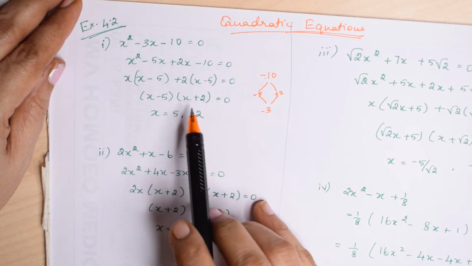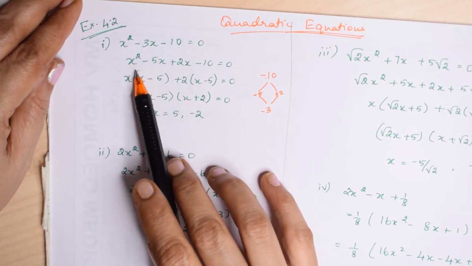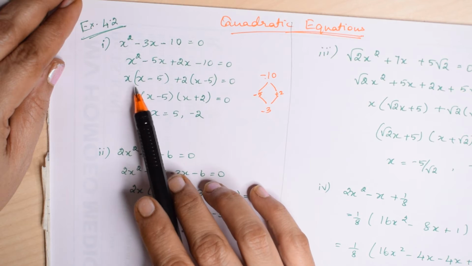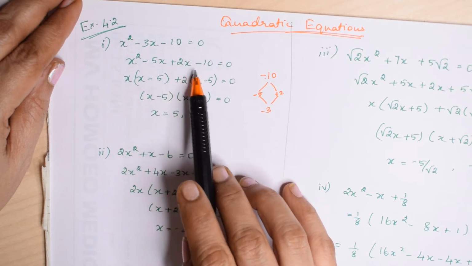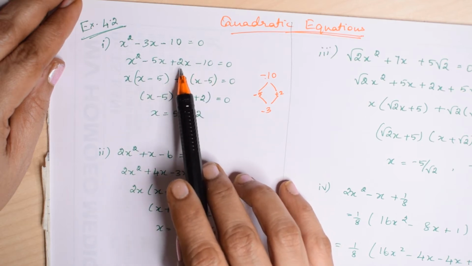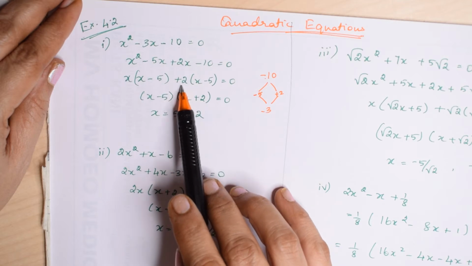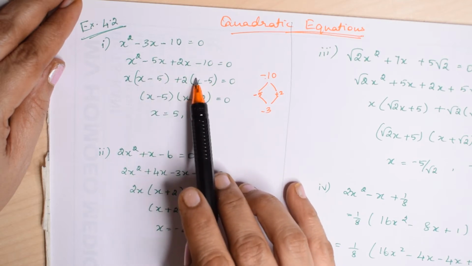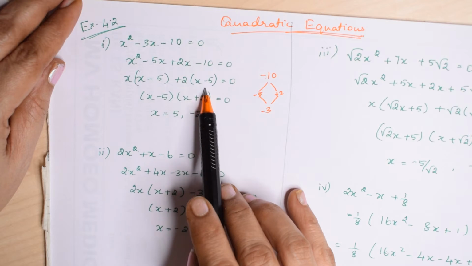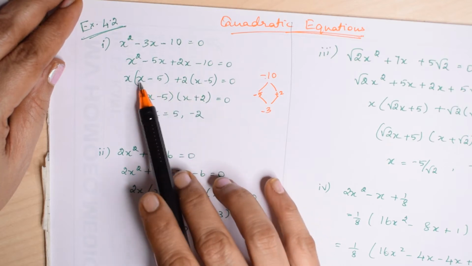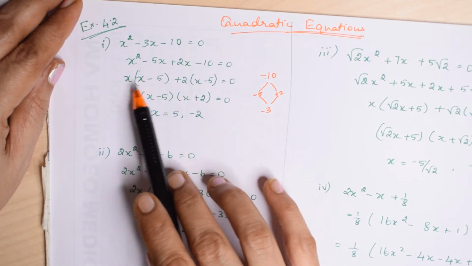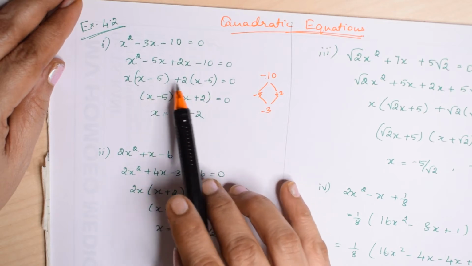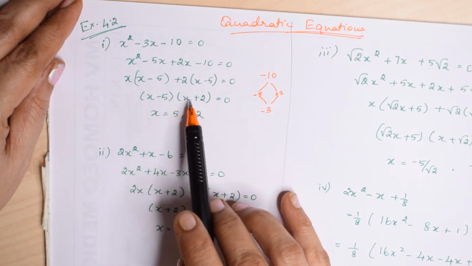Okay. Then I consider the first two terms. The common term here is x. I take it out: x minus 5. And the common term here is 2. 2 is common for both the terms. I take 2 outside. And I want the same thing repeated again in the bracket, and it happens to be the same thing, x minus 5. So I have two terms now. This is one term and this is one term. The common term here is x minus 5. I take that out. The remaining is x plus 2.